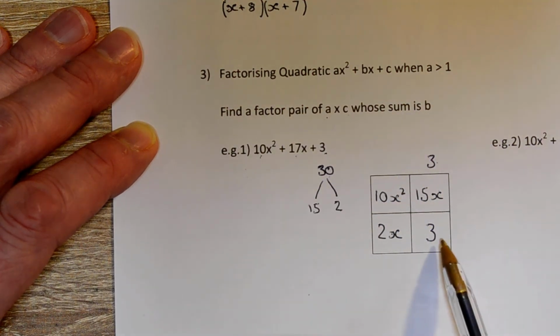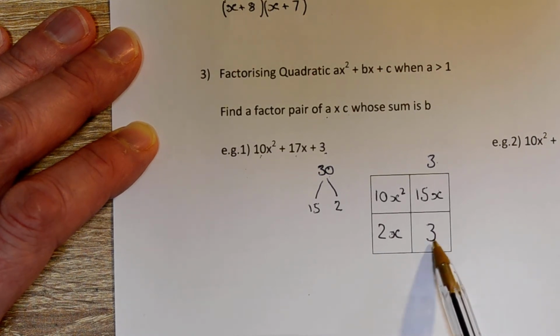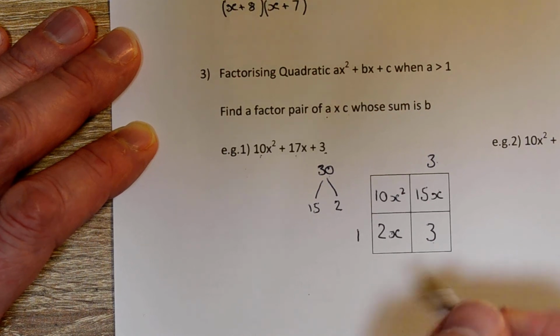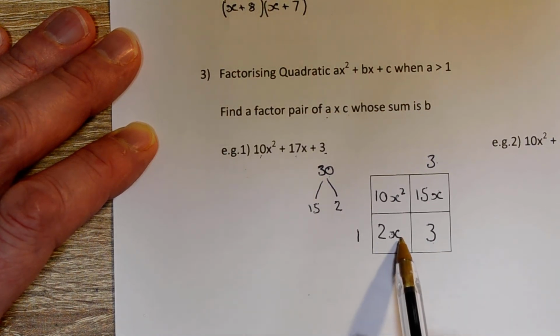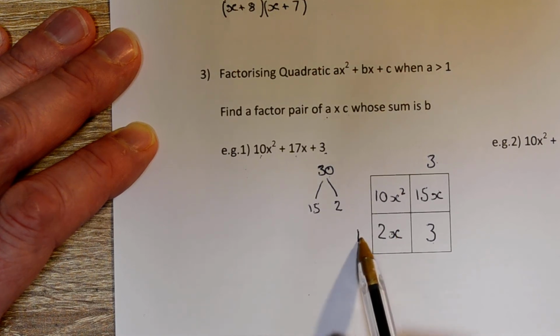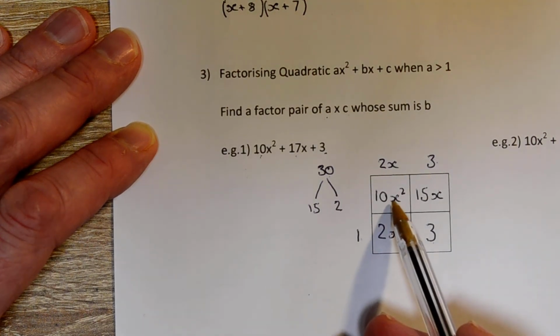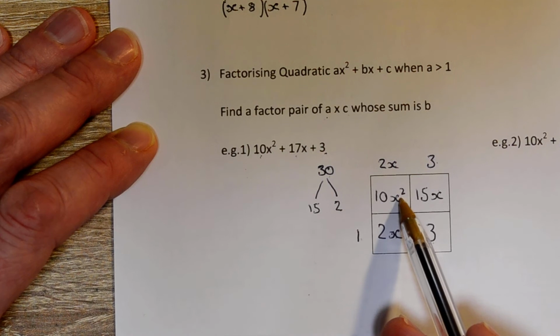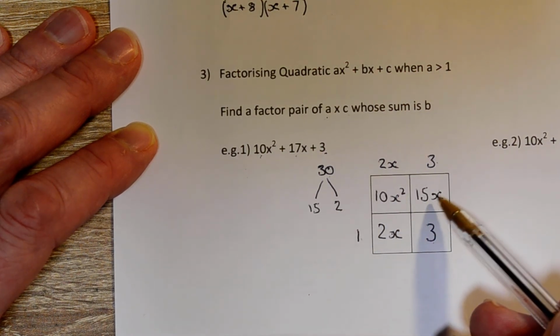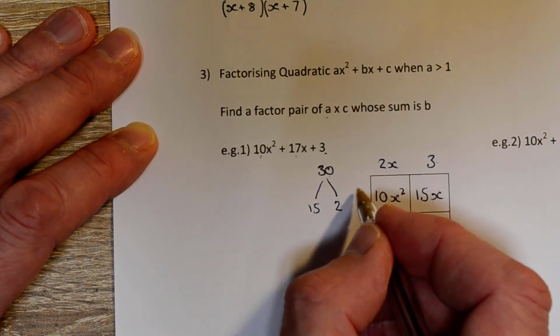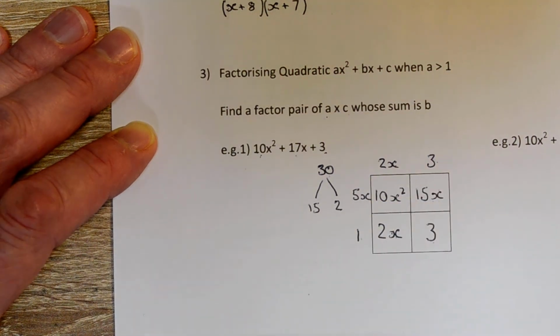And similarly, we can look at these two and say what's the highest common factor, but we can also say to get our value of 3 there, we've got 3 times what factor. And of course, either way we get 1. We can now look at our 2x, and we know to get a product of 2x we must be doing 1 times 2x. For our 10x squared we must be doing 2x times 5x. Similarly, we could look at the 15x and say 3 times 5x gives us 15x. So either way we get our 5x there.